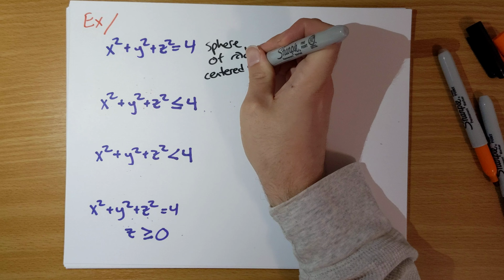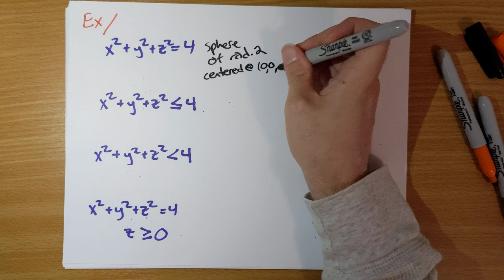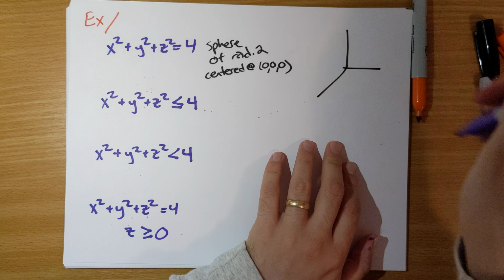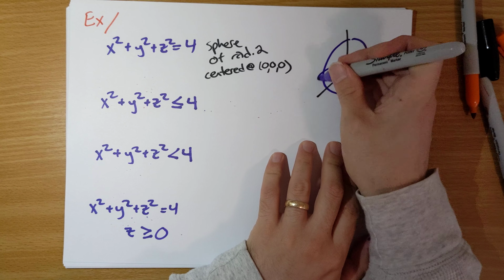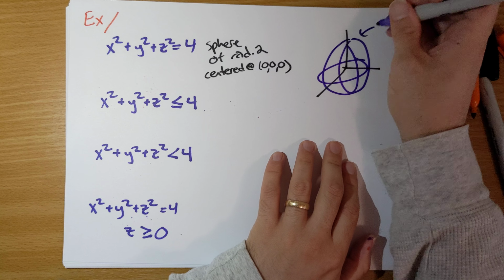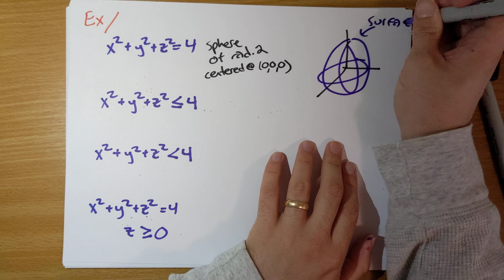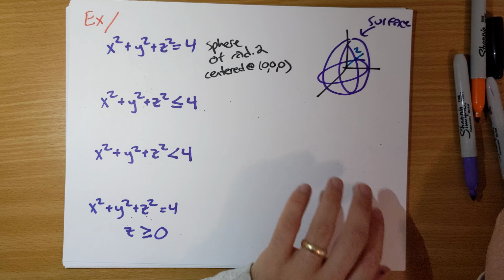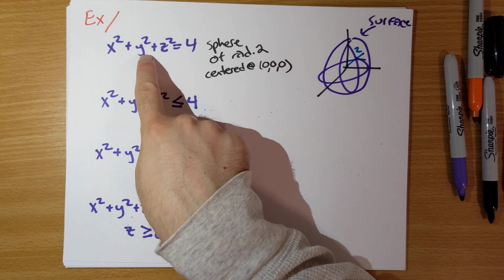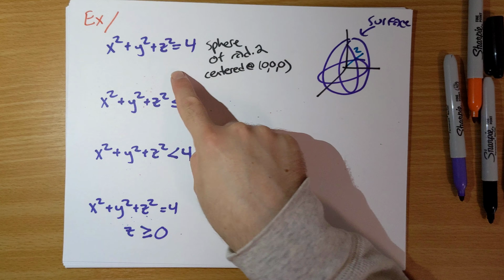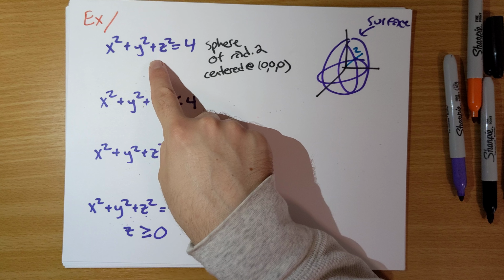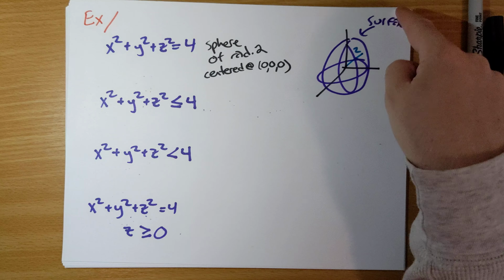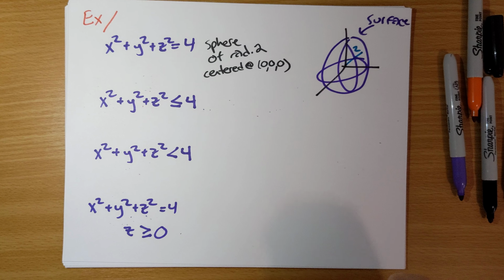centered at the origin. And to be clear here, when we say sphere, it's only the surface. And the radius here is 2. So because this has to equal 4, the distance of these points away from the origin has to be exactly 2 here. So it's the surface of the sphere, it's not the filled in region.